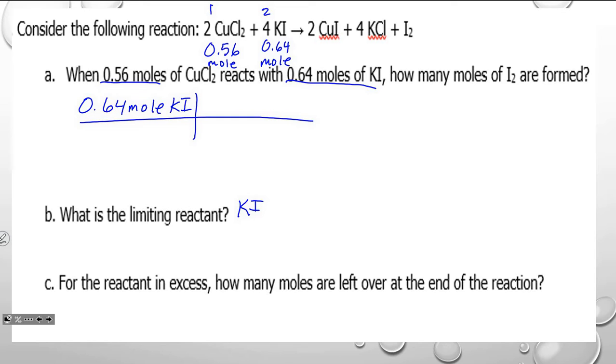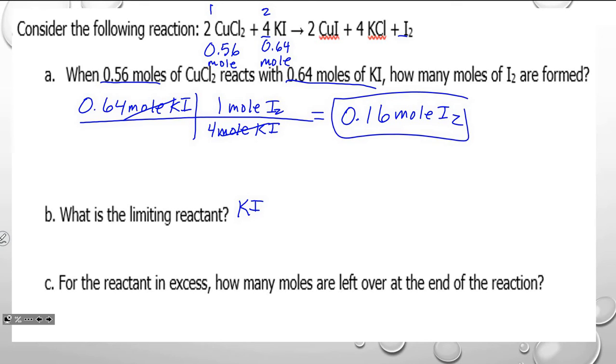Then I'm trying to get from KI to I2. So I put the 4 moles of KI on the bottom. And I put 1 mole of I2 on the top. Moles of KI go out. I would take that and divide it by 4, and it's 0.16 moles of I2. That's one answer.